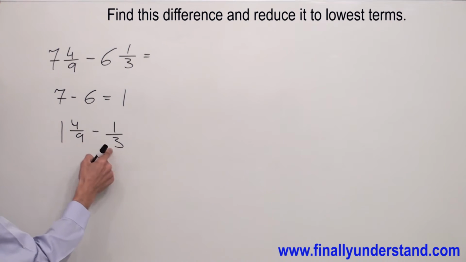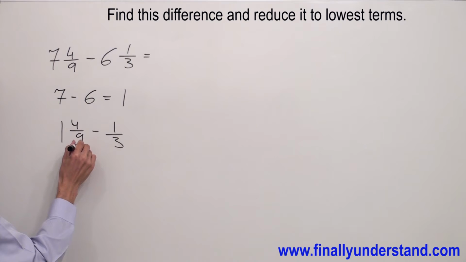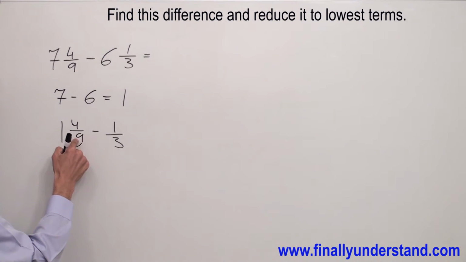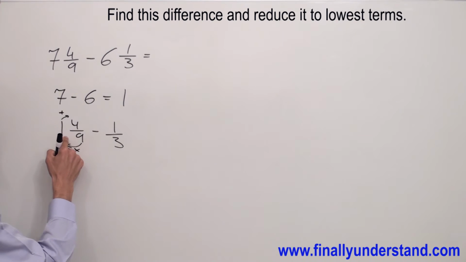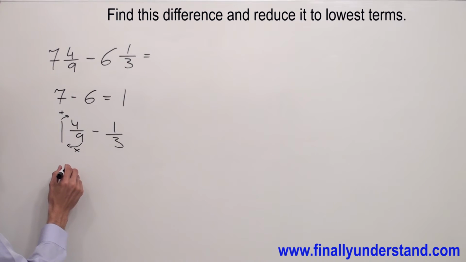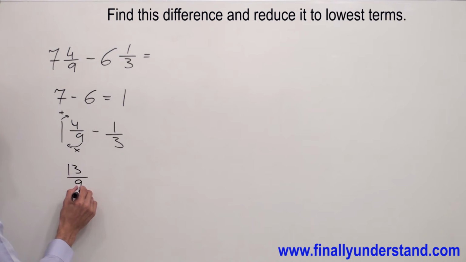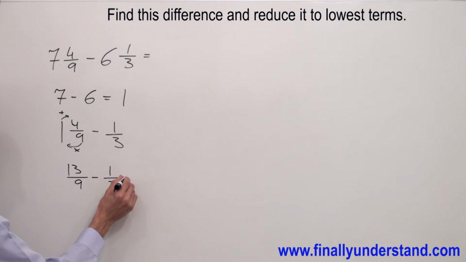Anytime I have different denominators, I have to change the mixed number to an improper fraction by multiplying the denominator by the whole number, and the result of this multiplication you have to add to the numerator. 9 times 1 is 9 plus 4 gives me 13 over 9 minus 1 over 3.